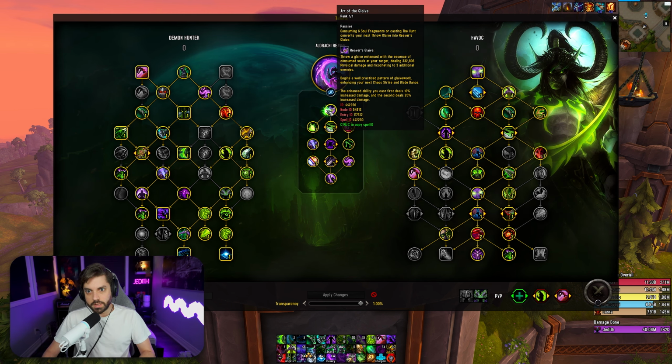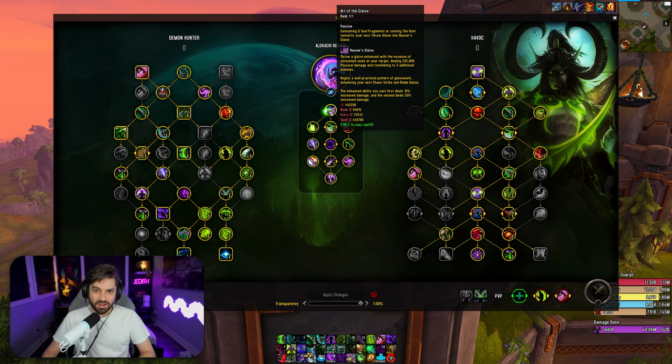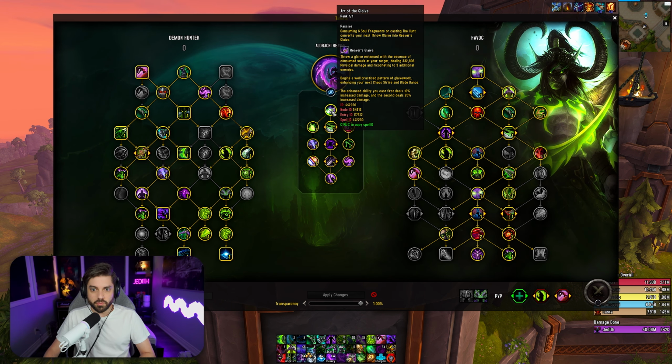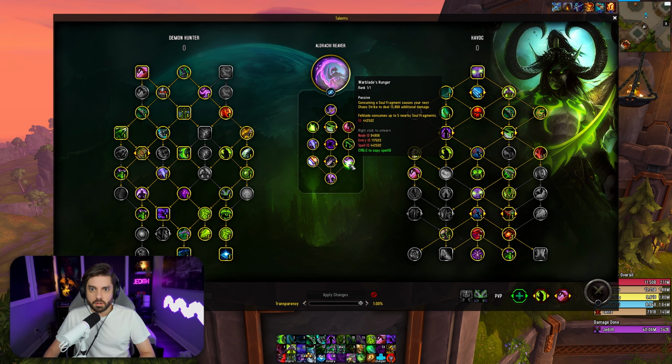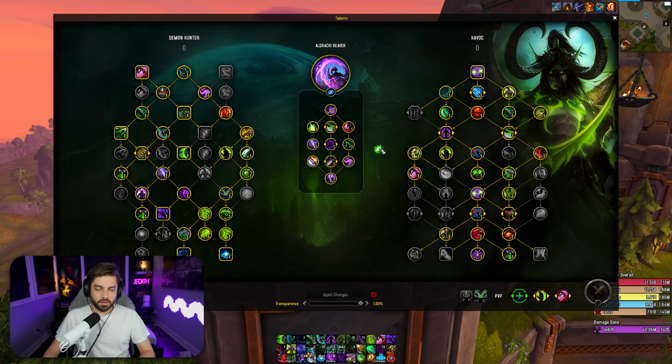And then we have Reaver's Glaive doing 332,806 physical damage. Because it's physical, it will be reduced. And if we were just to roughly add 15% onto that, again, it's not that much in the grand scheme of things. But all of these combined, the damage from Reaver's Glaive, Wounded Quarry, and Warblade's Hunger, you add them together, gives you a couple percent of extra damage.